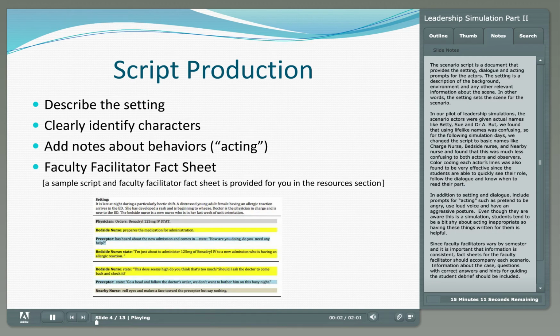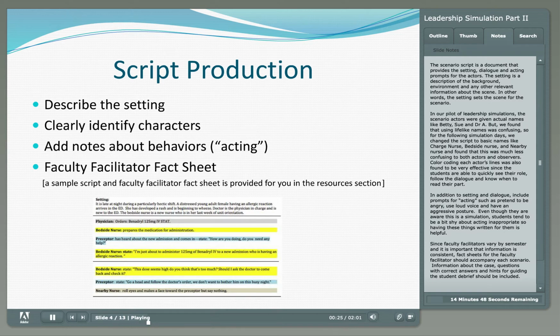Script production. The scenario script is a document that provides the setting, dialogue, and acting prompts for the actors. The setting is a description of the background, environment, and any other relevant information about the scene. In other words, the setting sets the scene for the scenario.